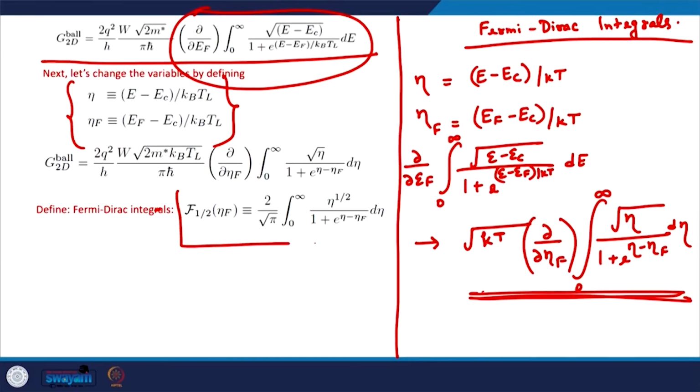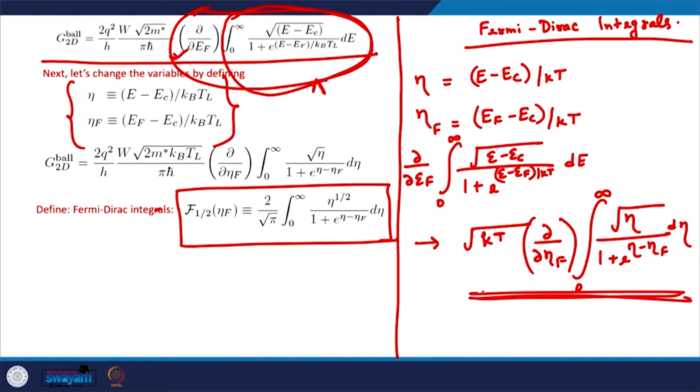Okay. And this is precisely how the Fermi-Dirac integral of order half is defined. It is 2 by square root pi, integral 0 to infinity, eta to the power 1 by 2 divided by 1 plus exponential (eta minus eta f), d eta. So it does not involve the derivative here. Earlier I mentioned that this entirely is defined as the Fermi-Dirac integral, but it is only this part that is defined as the Fermi-Dirac integral.